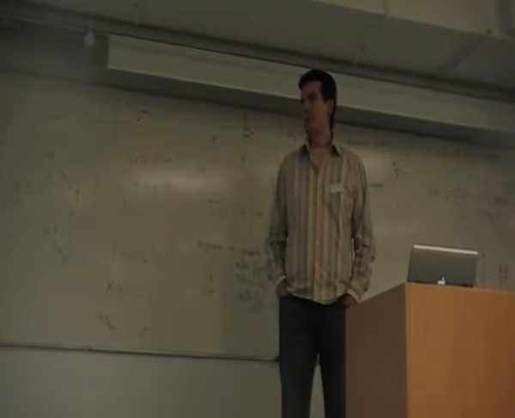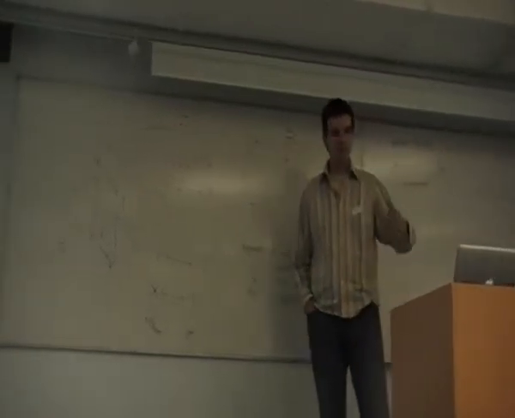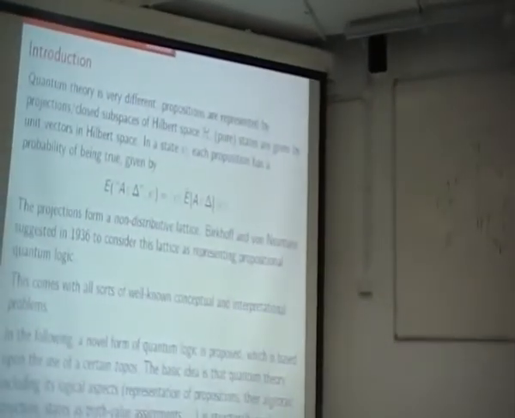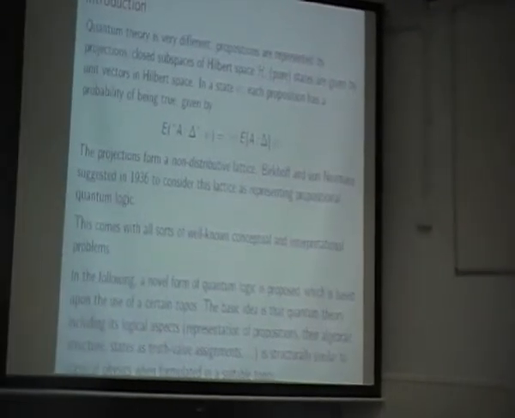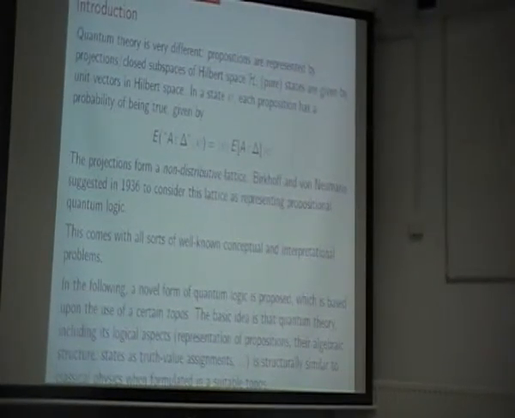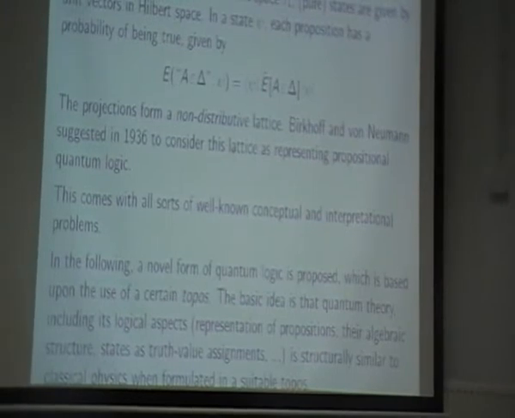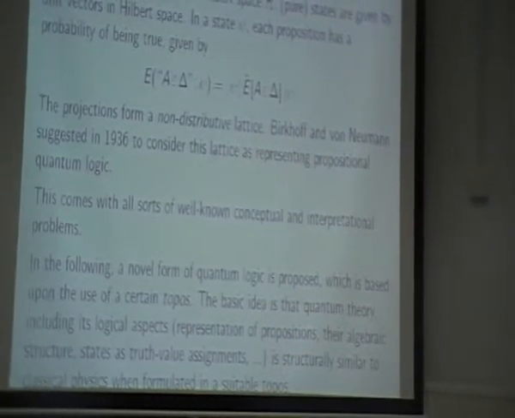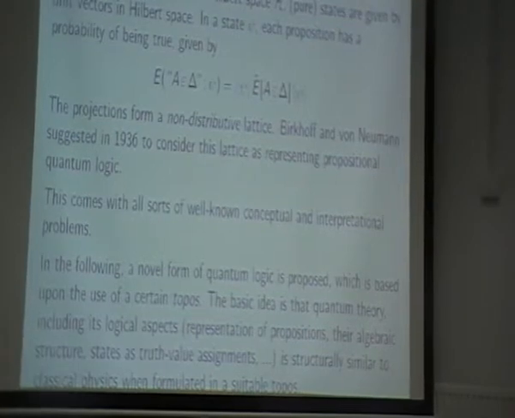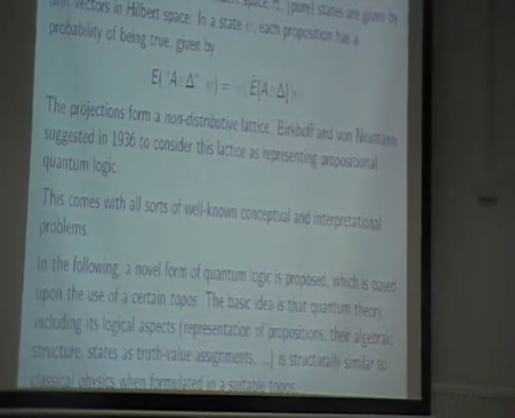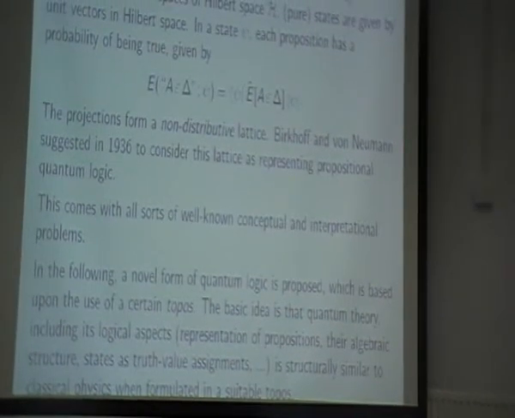What I want to do is to talk a little about a novel form of quantum logic, which is based upon the use of a certain topos. We do not need much topos theory. The basic idea, which can serve as a guiding light for the whole talk, is that if you formulate quantum theory in a suitable topos, it looks like classical physics. It is structurally similar to classical physics in many respects, in particular with respect to what you can call logical aspects: the representation of propositions, the algebraic structure of propositions, and states as truth value assignments. All these things look somewhat similar. And this is what I want to show.